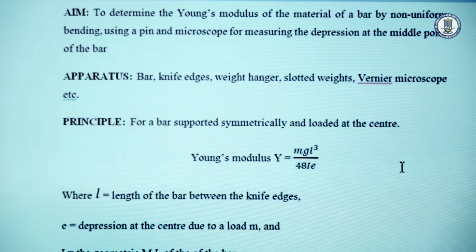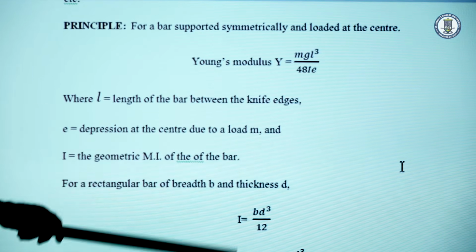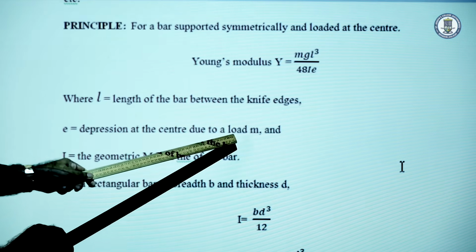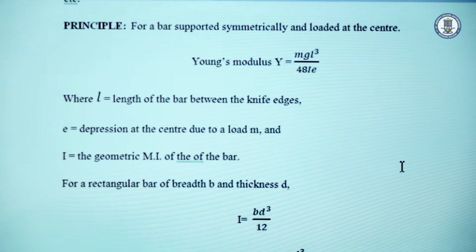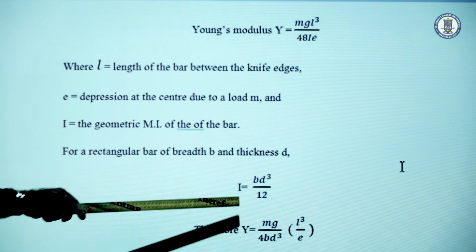Coming to the theory of non-uniform bending, when a bar is subjected to non-uniform bending, that is, it is loaded symmetrically at the center, the Young's modulus of the material of the bar is given by the formula mgL cube divided by 48 IE, where L is the length of the bar between the two knife edges, and E is the depression produced for a load M, and I is the geometric moment of inertia of the bar, and for a rectangular bar I is given by BD cube by 12.